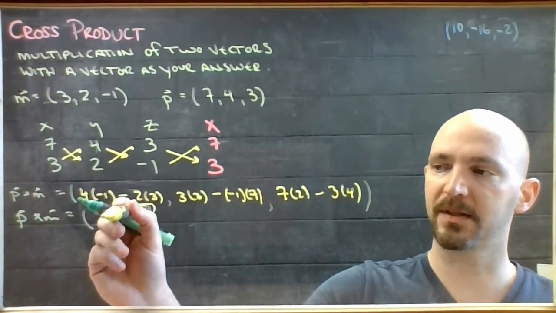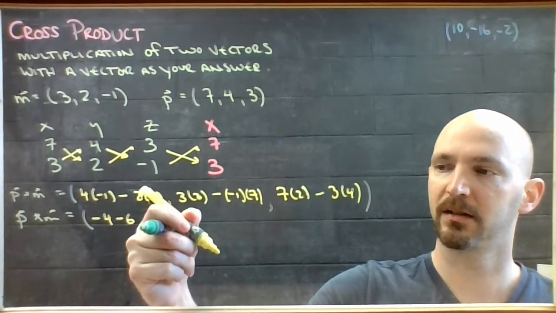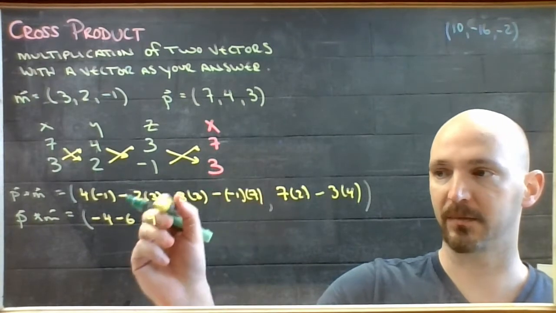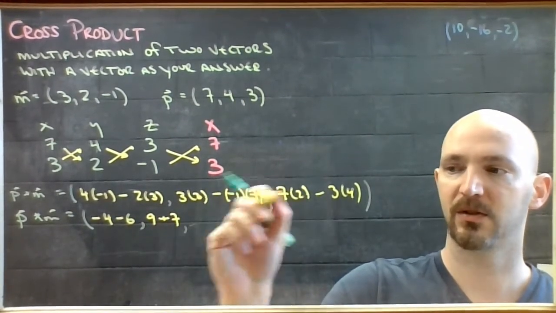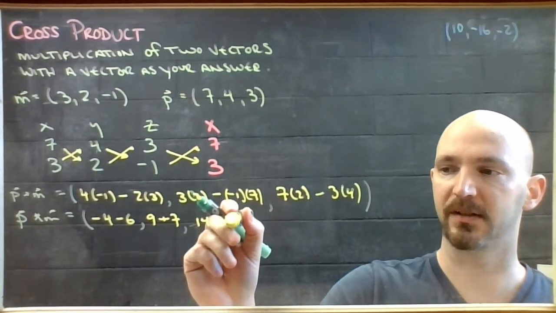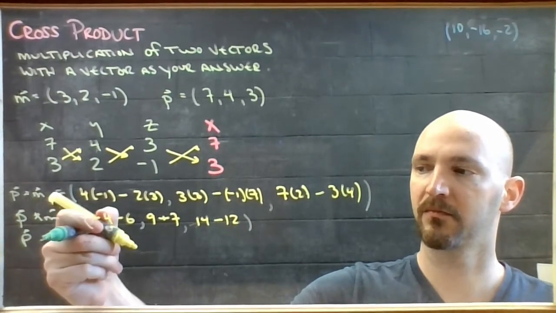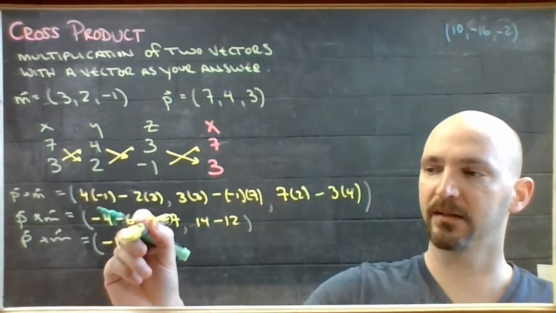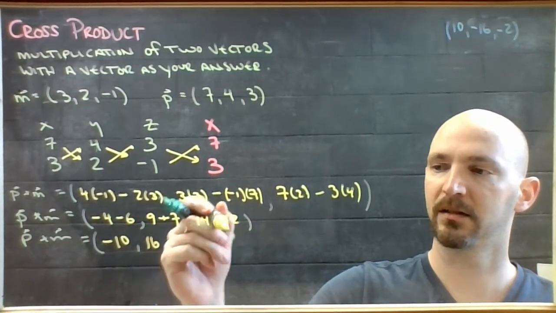So 4 times -1 is -4 minus 6. 3 times 3 is 9. Negative is positive, 7, positive 7. 2 times 7 is 14. And 3 times 4 is 12. So I end up with -10, 16, 2.